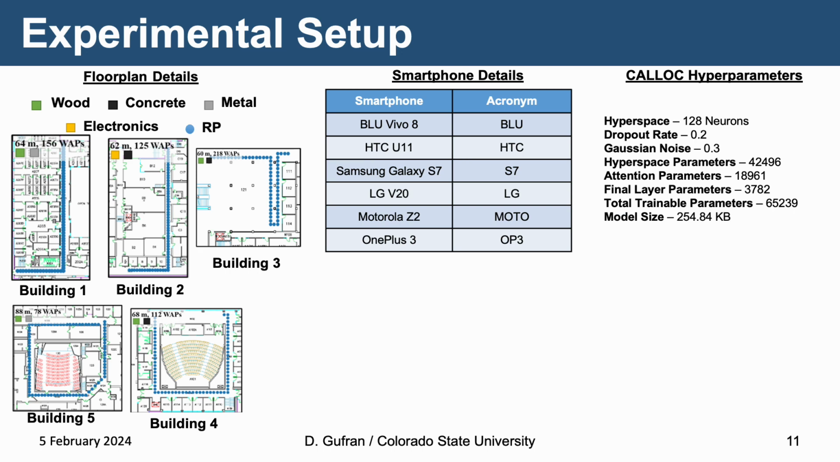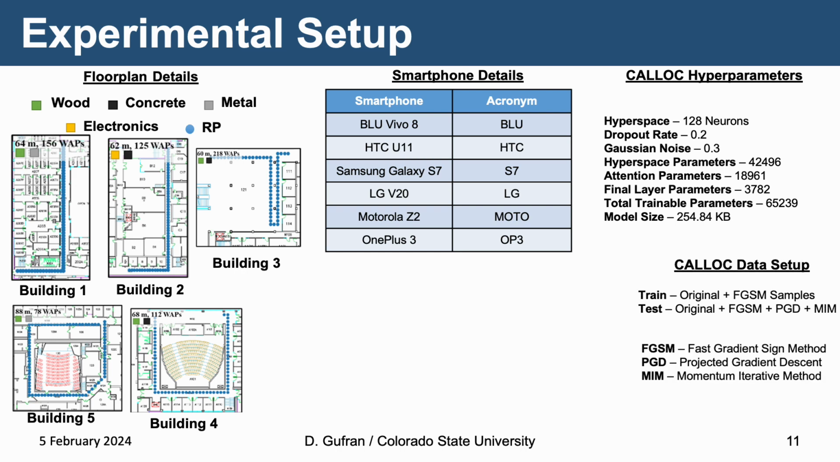In this experiment, we configured the hyperspace layer with 128 neurons, a dropout rate of 0.2 and Gaussian noise of 0.3. This resulted in a total of 65,239 trainable parameters, ensuring a lightweight design suitable for deployment on smartphones or embedded devices. CALLOC was trained exclusively on adversarial samples generated using FGSM.